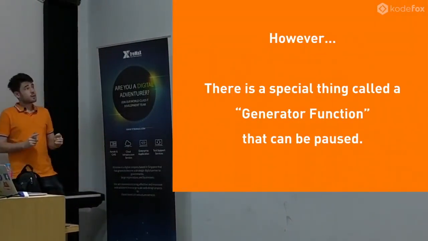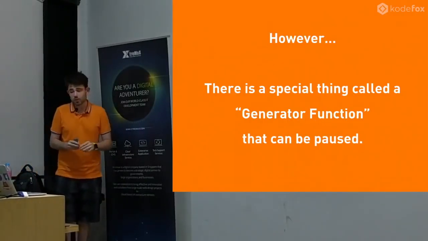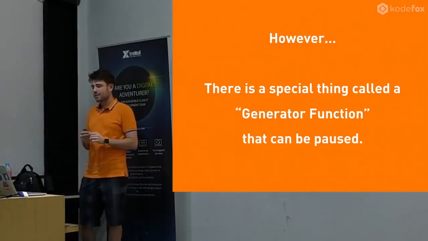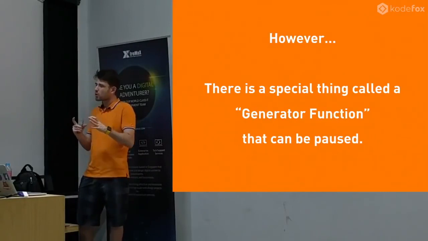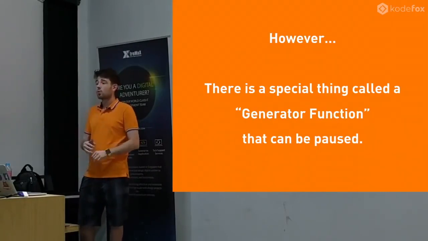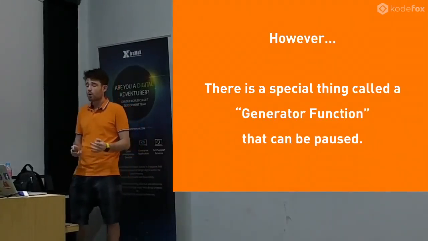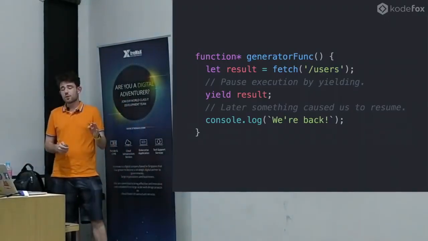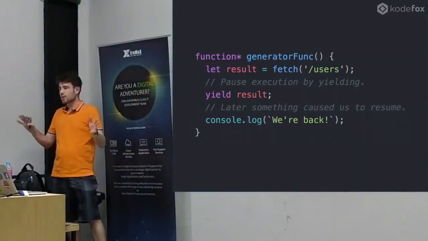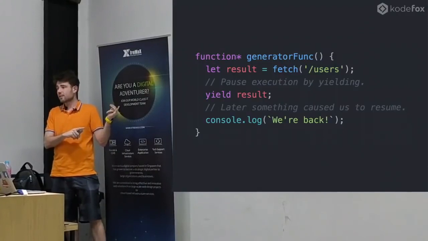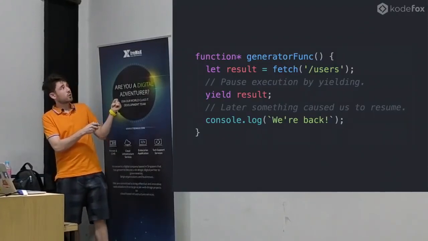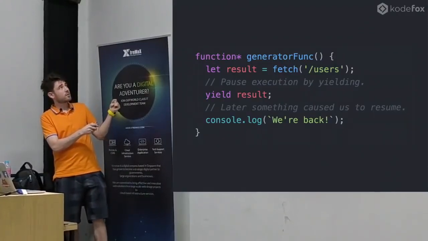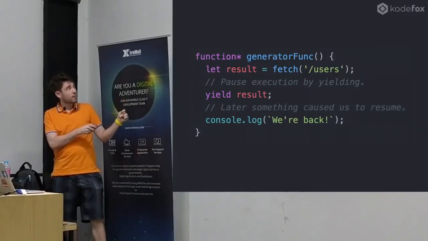However, there's a special thing called a generator function. What that does is allow us to pause just one function, and we'll go back to it later. So we're not going to pause our whole program, we'll just pause this function. And has anybody used or seen this generator syntax? No. With the star. So that's the special thing right here, the star. And then the keyword yield.